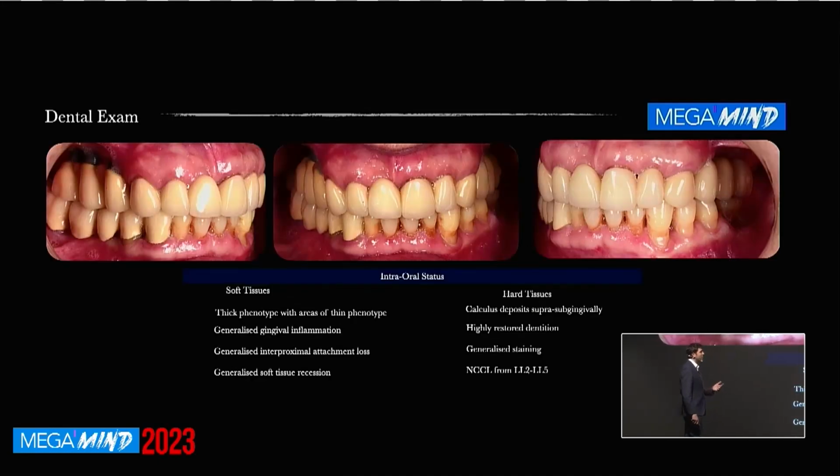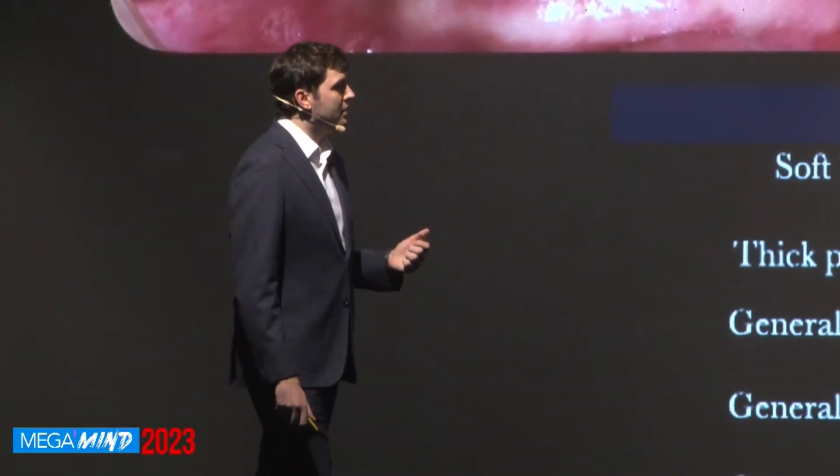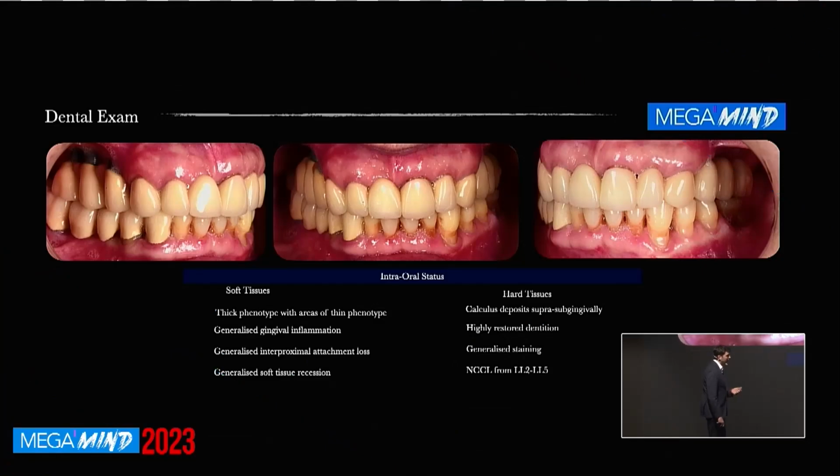So we move on to the intraoral status, and we have soft tissues with thick phenotype and areas of thin phenotype. We have a generalized gingival inflammation and generalized interproximal attachment loss, also generalized soft tissue recession. At the level of hard tissues, we have calculus deposits supra and subgingivally. We have a highly restored dentition. We have generalized staining and non-carious cervical lesions at the level of lower left 2 and lower left 5.